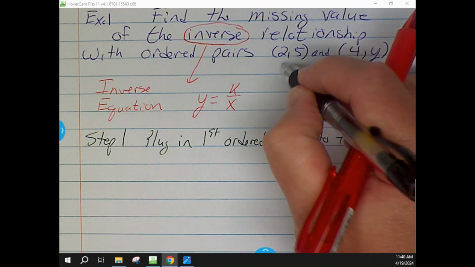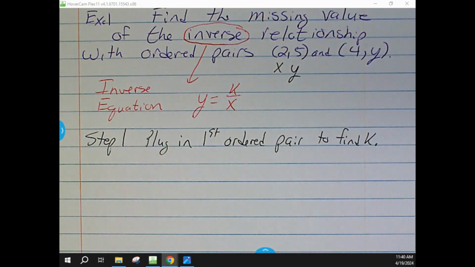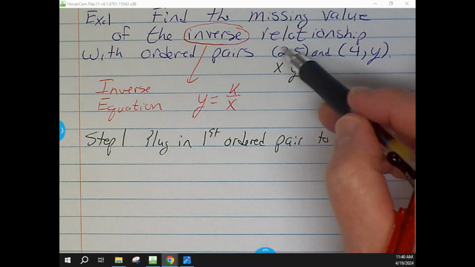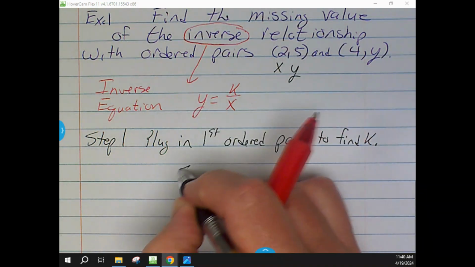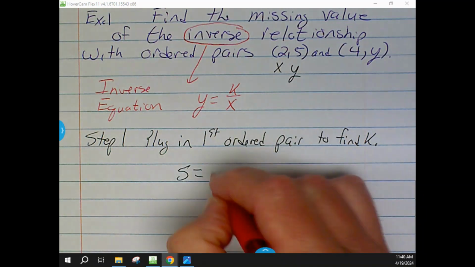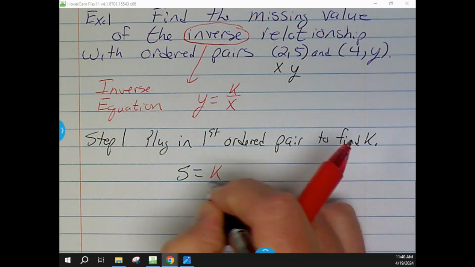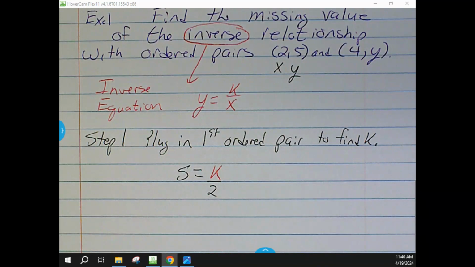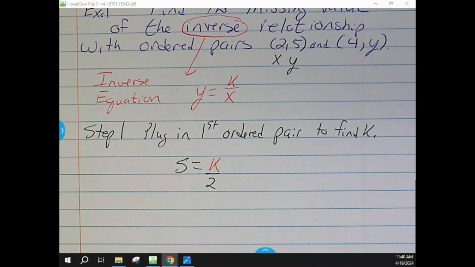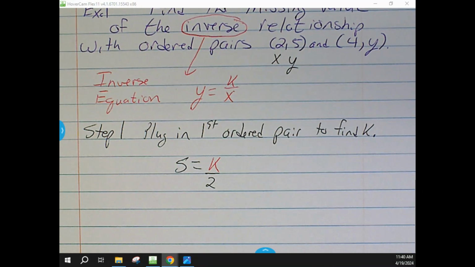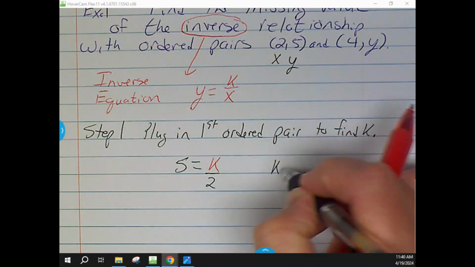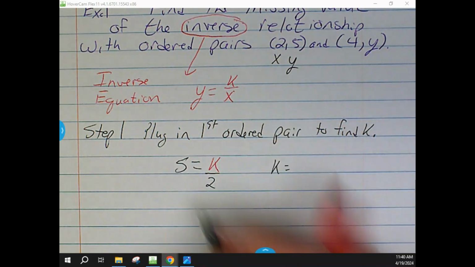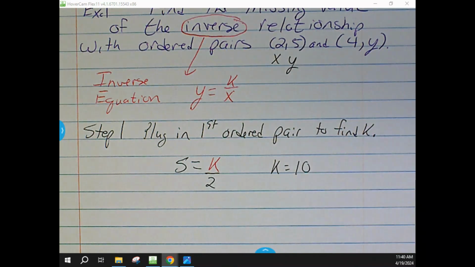Okay, so there's our first ordered pair right here. There's the x and the y. So all we're going to do is take x equals 2 and y equals 5, and plug it in right here. So that's going to give us 5 equals k over 2. Okay, and if we've got those two, how do we figure out what the k value is going to be? You just multiply these two together, right? So we'll do 5 times 2. The k value is 10.